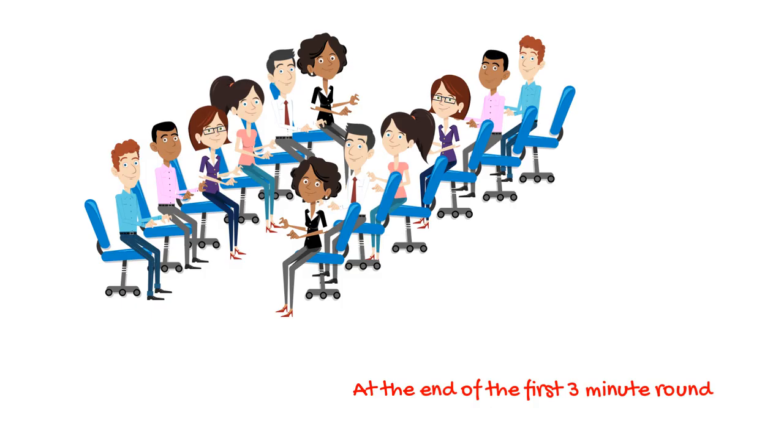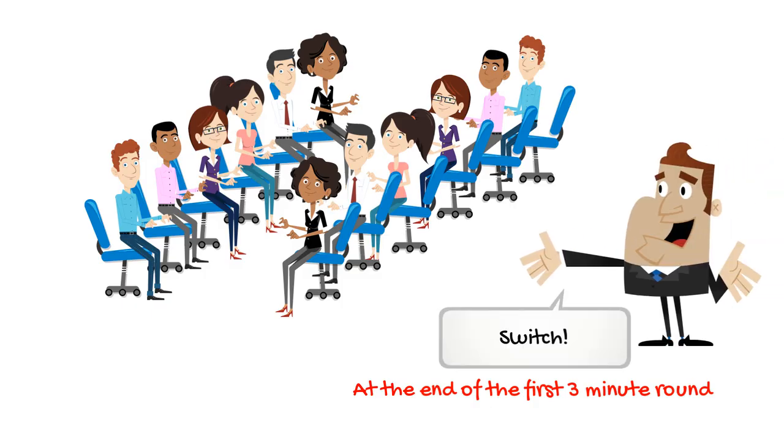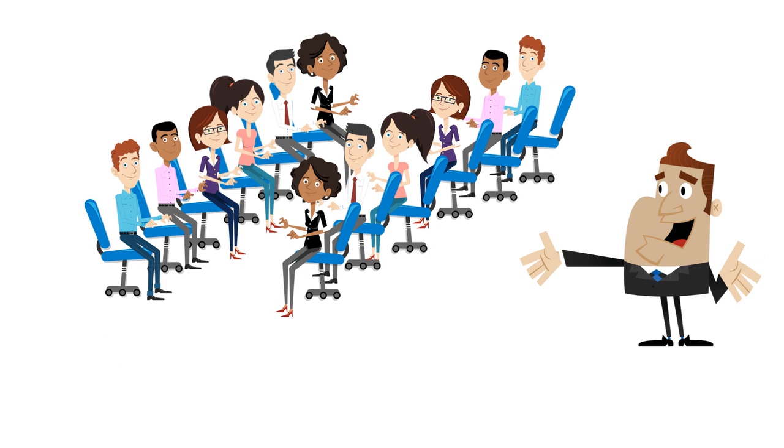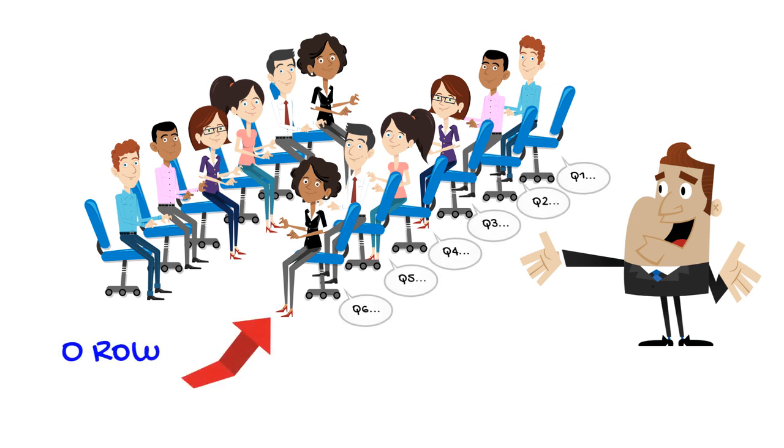At the end of the first 3-minute round, indicate that it's time to switch, and the people in the O row will then ask their question to the X person. Again, it is best that they both read and show the question and seek examples whenever possible.